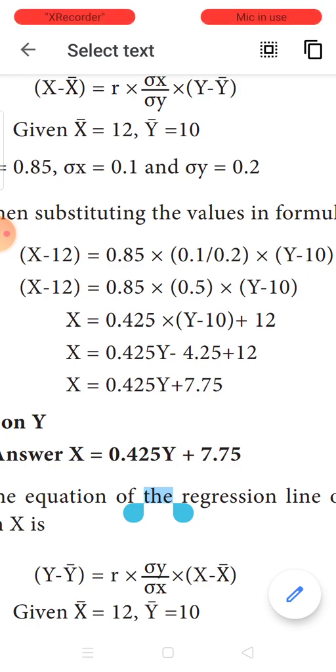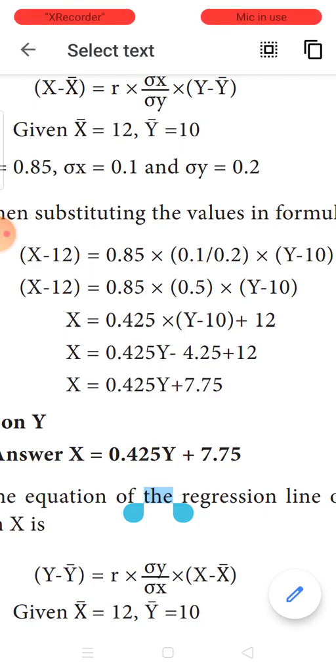Now again you can simplify. X is equal to 0.425y. This y you cannot add anywhere because you don't have any other y variable. Minus 4.25 plus 12. When you add these both, you get plus 7.75. You subtract both and write the bigger number's symbol. Which is the bigger number out of 4 and 12? 12 is the bigger number. So, give 7.75 the symbol of plus. This is the equation of the regression line of x on y.